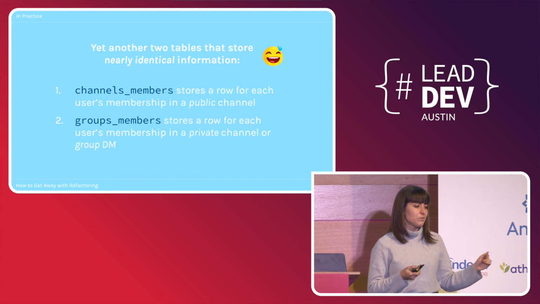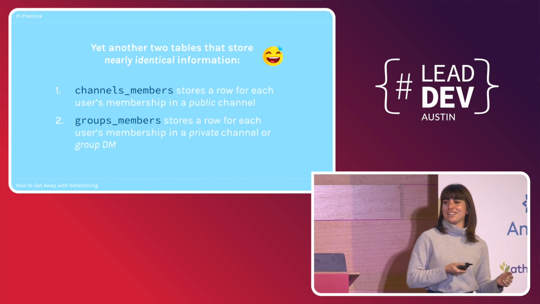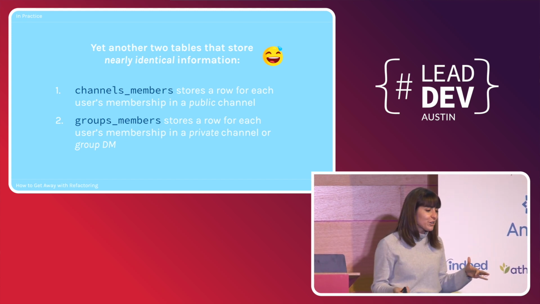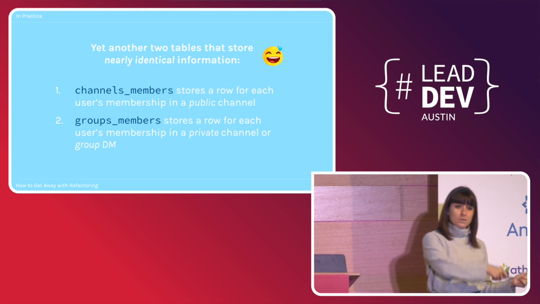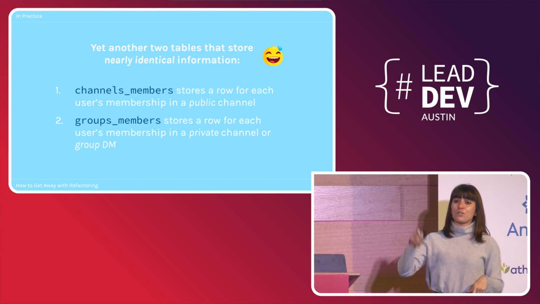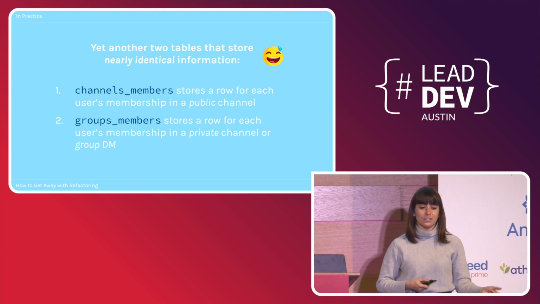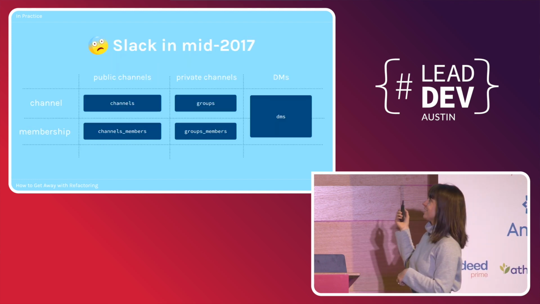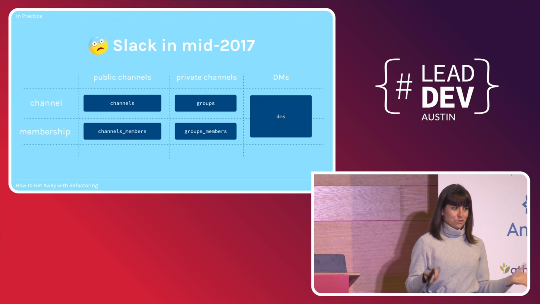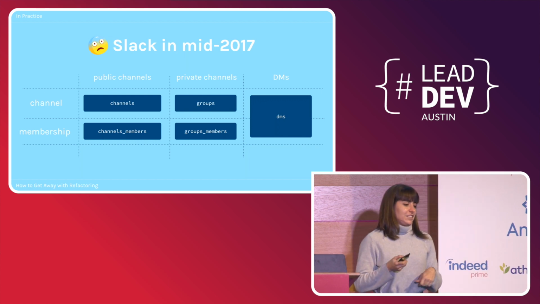We also have 2 tables that store nearly identical information. We have channels members, which stores a row for every user's membership in a public channel, and then we have groups members, which stores a row for every user's membership in a private channel or a group DM. This is kind of what the schemas looked like in mid-2017. DMs are special.